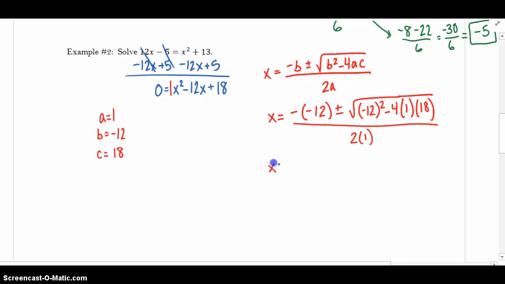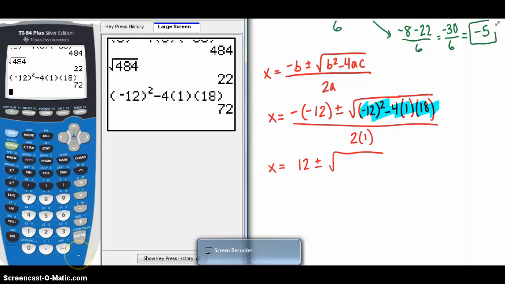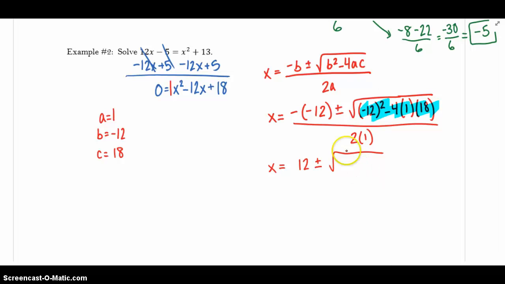So once again, I'm going to do part of this by hand. Negative 12 is positive 12, plus or minus the square root. And then again, I always like to type this part in my calculator. You don't have to, but I would suggest it. Negative 12 squared minus 4, parentheses 1, parentheses 18. That's 72. So we got 72, all divided by 2 times 1, which is 2.